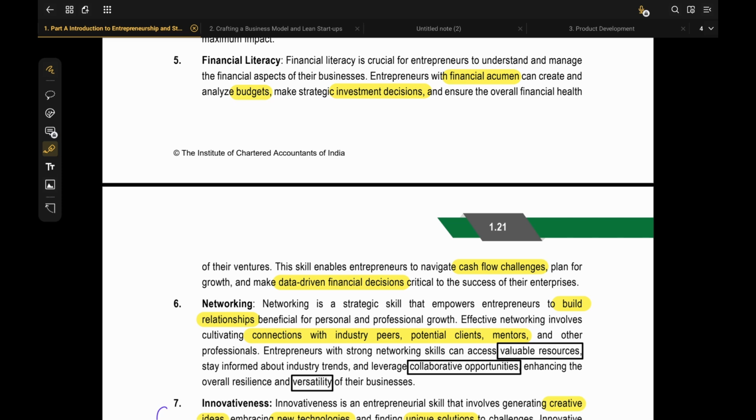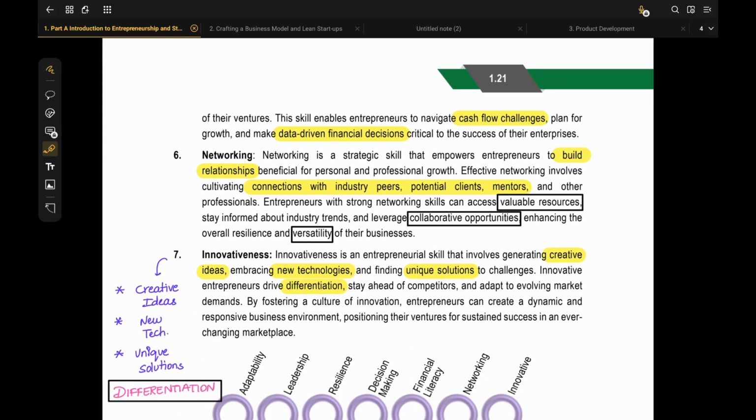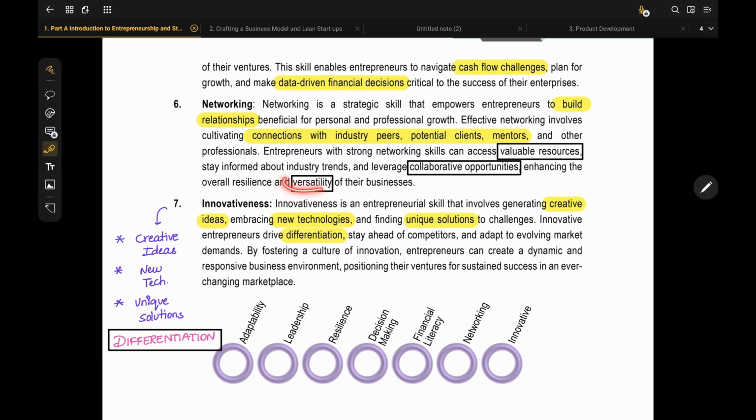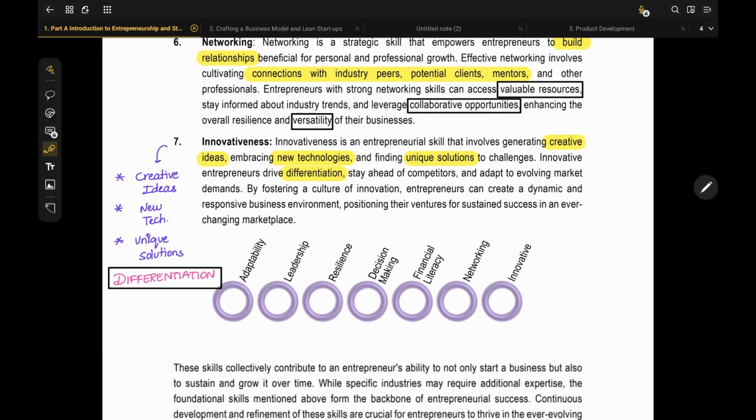Cash flow statement, funds flow statement, budget in CA Inter costing, investment decision in CA Inter costing, in CA Final AFM, advanced capital budgeting. Everything the entrepreneur should know. You can take it like that. Networking means building relationships. He should at least get to know the industry leaders. With those people, he should establish a contact. This will bring versatility, opportunity, resources, everything it will bring.